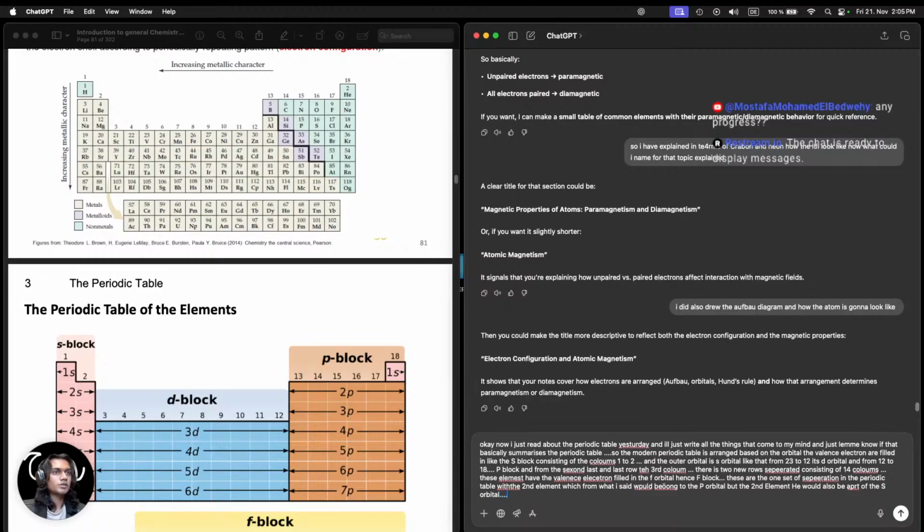Part of the S orbital, then what else? What else? It should not take this much time.